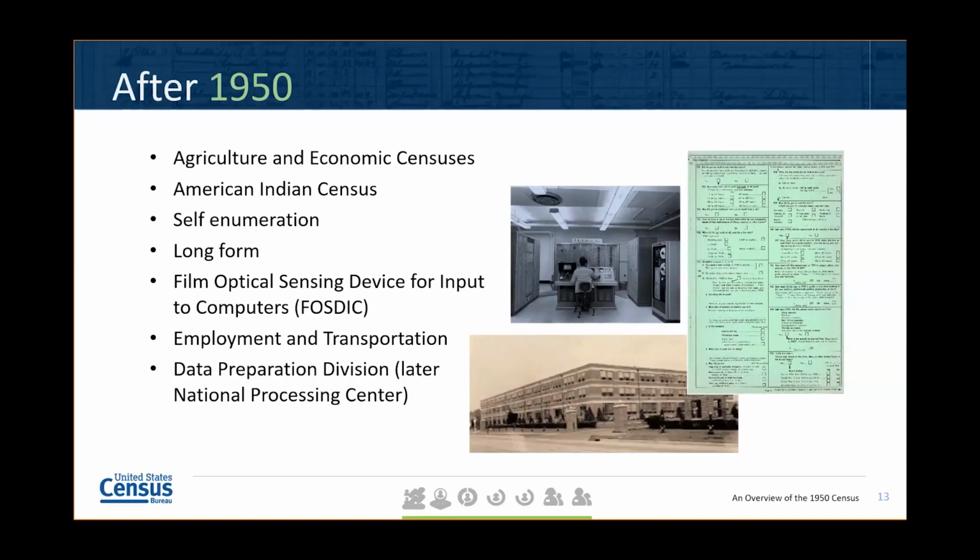And another big shift was we opened the National Processing Center in Jeffersonville, Indiana, which then became our center for packaging and shipping equipment and supplies, preparing maps, and the preliminary processing of report forms and the distribution of printed reports. No longer was the census solely here in Washington, D.C. at headquarters.